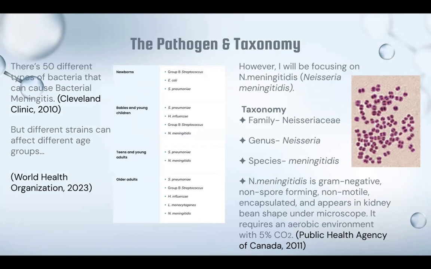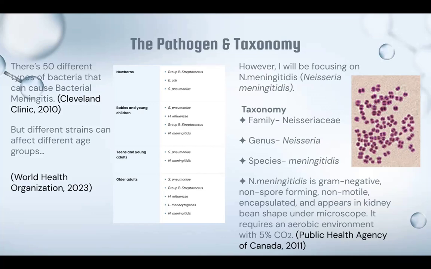So there's group B Streptococcus, E. coli, S. pneumoniae, H. influenzae, N. meningitidis, and also L. monocytogenes. But I will be focusing on Neisseria meningitidis, and the taxonomy is that the family is Neisseria and the genus is Neisseria, and the species is meningitidis.